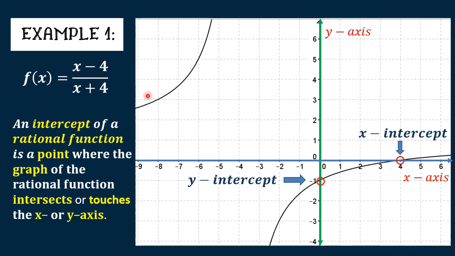Therefore, an intercept of a rational function is a point where the graph of the rational function intersects or touches the x or the y-axis. So from this example, the x-intercept is 4, which is x equal to 4, and the y-intercept is equal to negative 1.